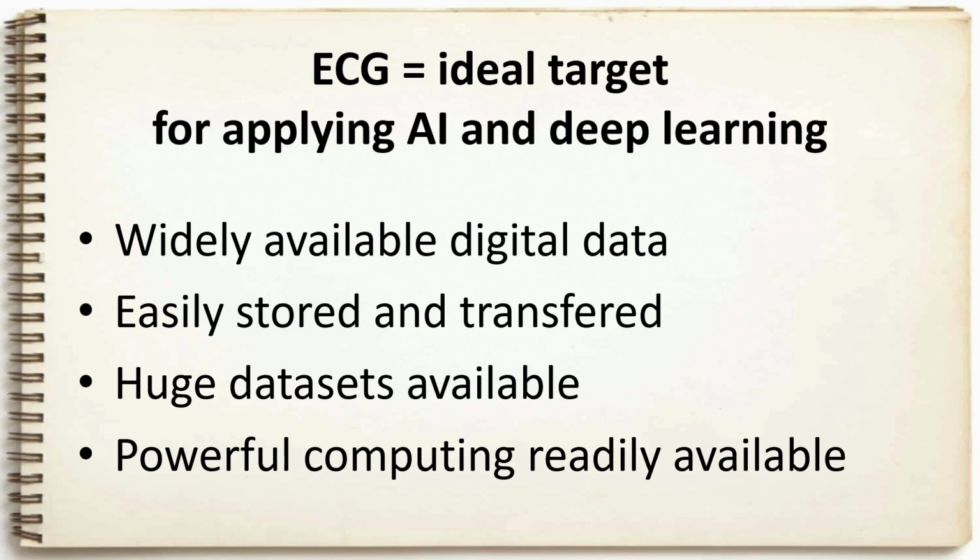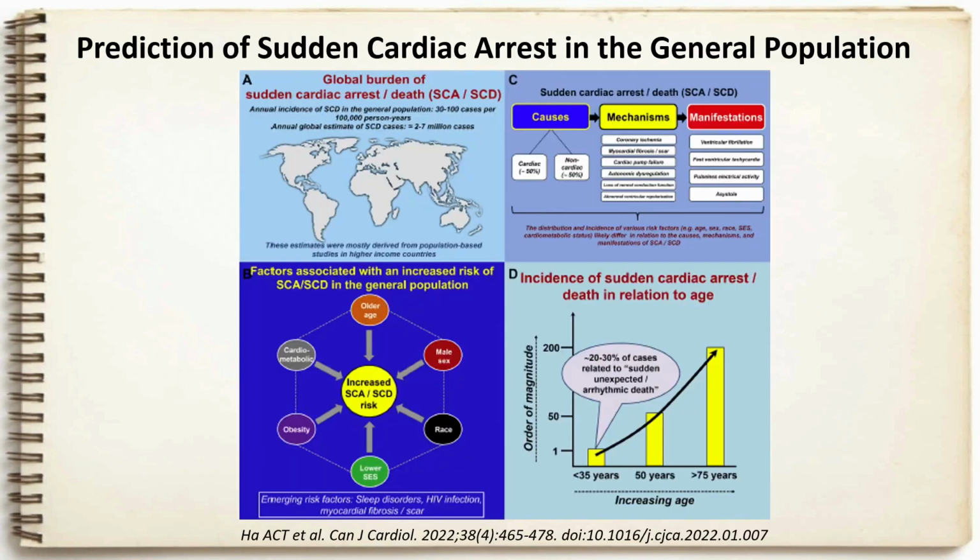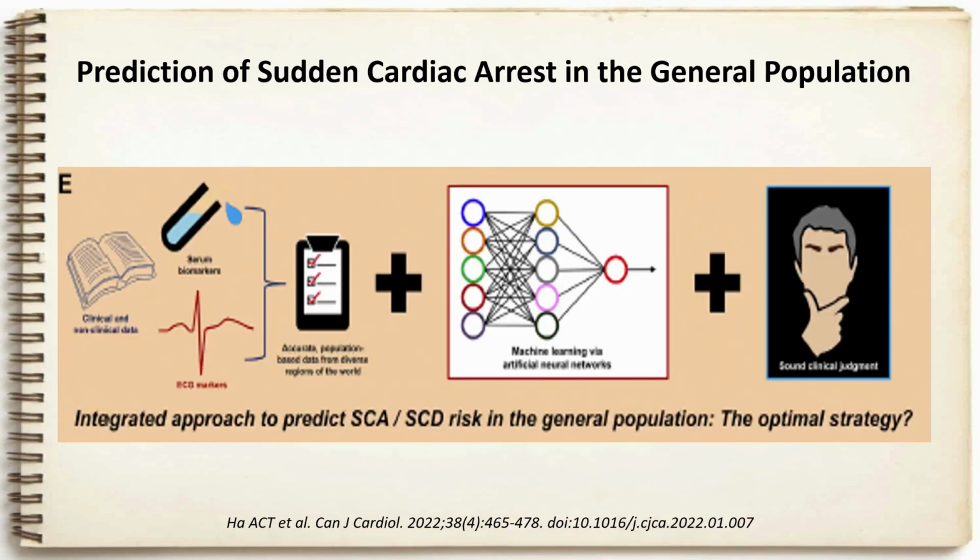ECG appears to be an ideal target for applying artificial intelligence because it is widely available, it is easily stored and transferred, we have huge data sets available, and we have powerful computers available. In the general population, this is relatively difficult because all over the world we have maybe some 1 to 2 million victims of sudden cardiac death, but the prevalence in the general population is relatively very low, though it changes dramatically with age.